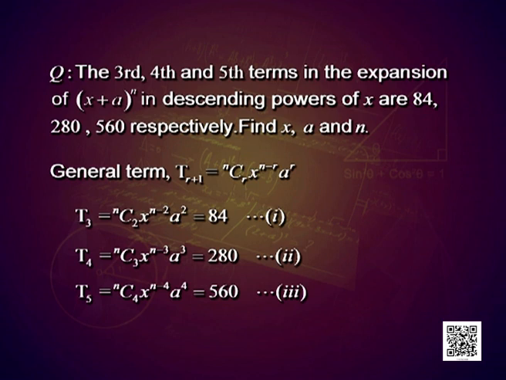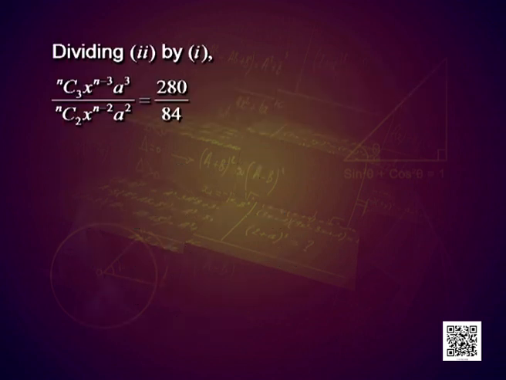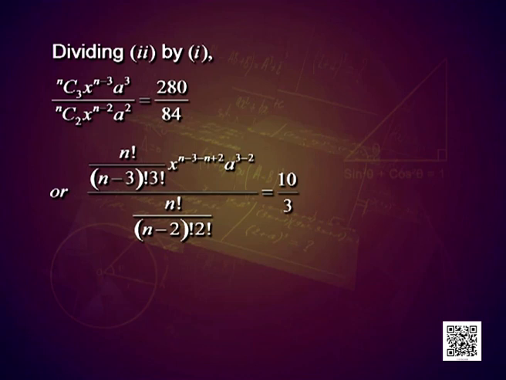So, what I can do is start by dividing and simplifying. Starting with the second equation divided by the first, I get nC3 x to the power n minus 3 a cube divided by nC2 x to the power n minus 2 a square equal to 280 by 84. Now, this will get simplified a whole lot, but to do that I must rewrite nC3 and nC2 in terms of factorials, club the powers of x and a, and of course 280 by 84 also simplifies to be 10 by 3.